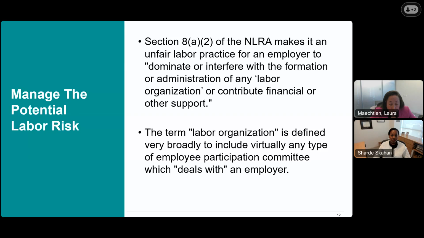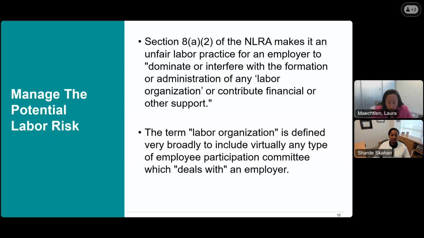In turn, the term dealing with is important. That's basically a bilateral mechanism through which an employee entity and management reciprocally interact. So there needs to be that bilateral dealing if there is a labor organization referred to. We don't see this arise a lot with respect to ERGs.